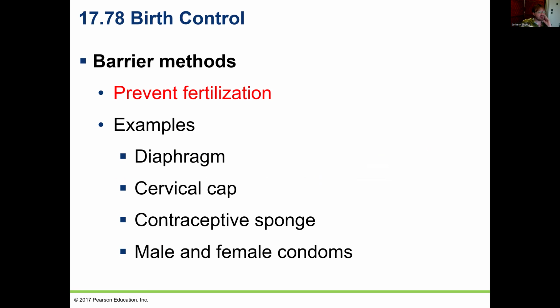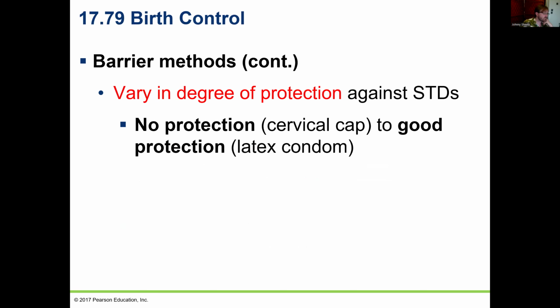Now, barrier methods prevent fertilization and also reduce the prevalence of STDs. These are going to be your diaphragms, the cervical caps, contraceptive sponges, and of course the male and female condom. These are going to vary in degree of protection against STD. Condoms have very good protection. Something like a cervical cap does not give you any STD protection at all.